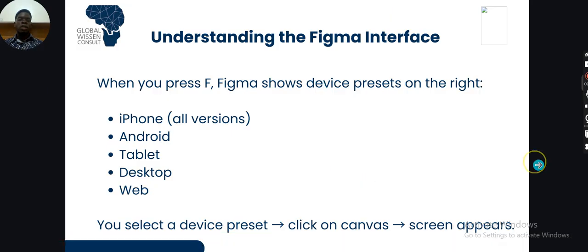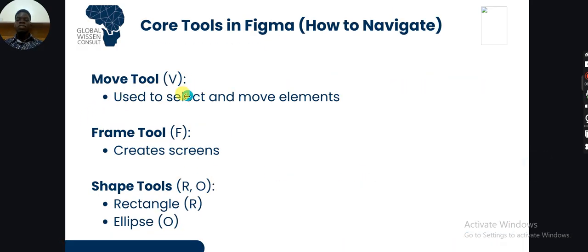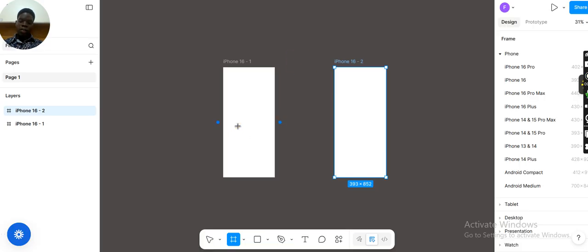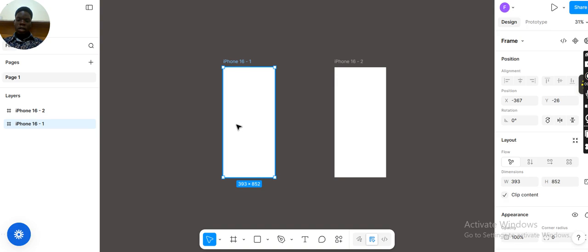Now moving ahead, V, the move tool, is used to select elements and to move elements. F, the frame, is to create screen. We now have your shape, rectangle. Or now, let's go over to the move tool, V. Now, let's say I want to type. I just select V. I just type V.